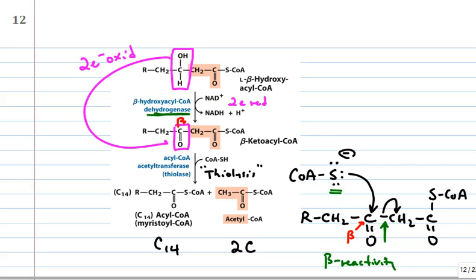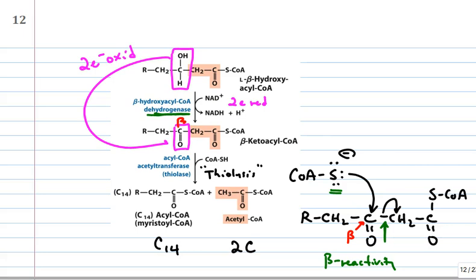All right. Well, Mr. C14 fatty acyl-CoA, let's start over. Let's do the same 4 reactions again. And then you'll get a 12-carbon fatty acyl-CoA. Do it again. Until you do a total of 7 times, you're going to get 8 acetyl-CoA. All right.